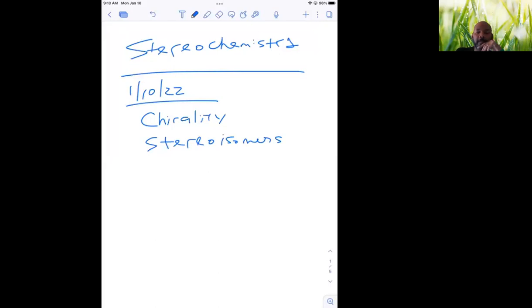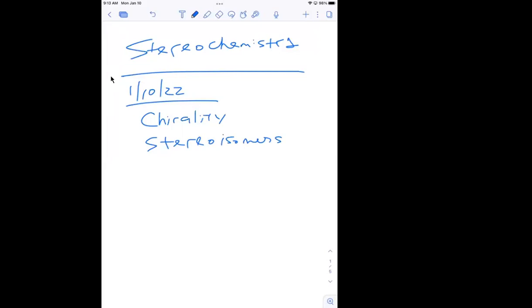All right, and then out of those different types of stereoisomers, we're going to discuss two types: enantiomers and diastereomers, right? And also under this topic of stereoisomerism, we're going to talk about how to determine the number of stereoisomers, which we're going to do right up front.